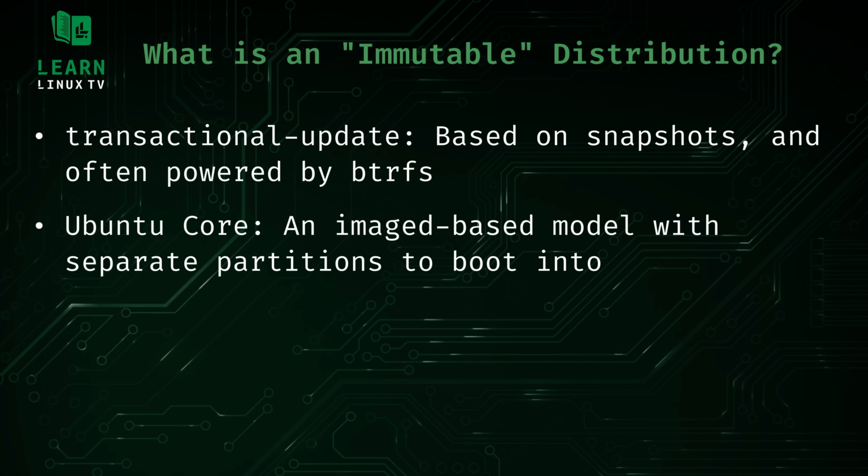Also, there's Ubuntu Core as well, which is an image-based model with separate partitions for system components. It employs an A/B update mechanism, where a new OS image is written to an inactive partition, and the system switches to it during the next boot. This way, if something breaks, you can simply boot your previous OS image.